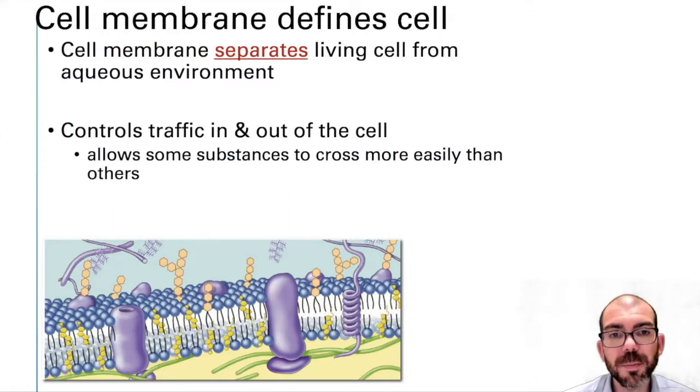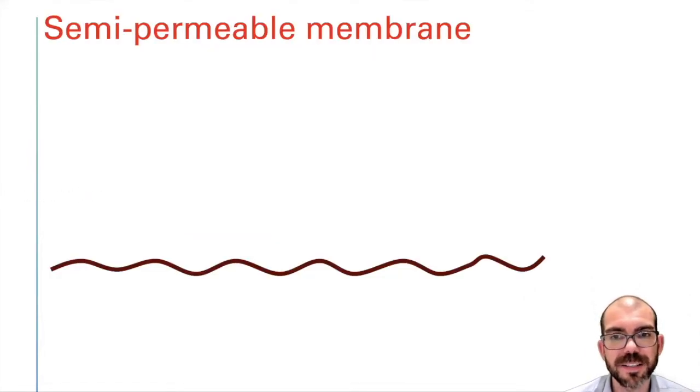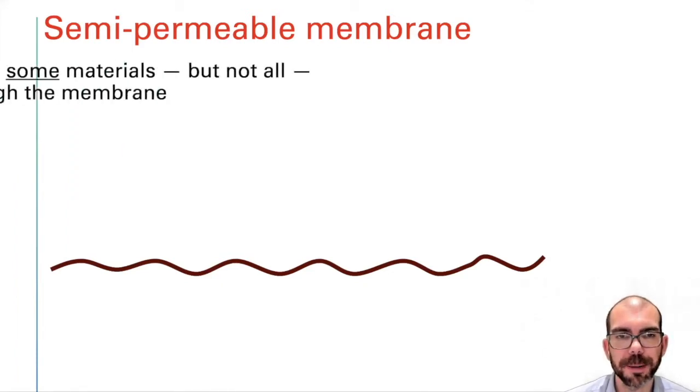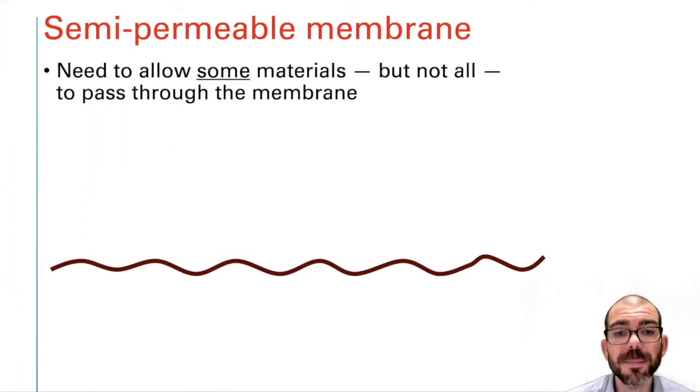So this is going to be able to regulate and define what enters and what exits the cell. Because of this, we say the cell membrane is a semi or selectively permeable membrane. What that means is that some substances can move through, but not all. The membrane is selecting what is permeable, or what can move through and what cannot.